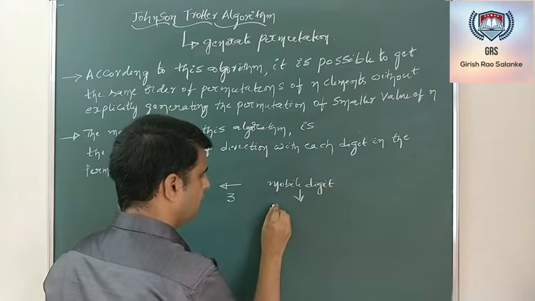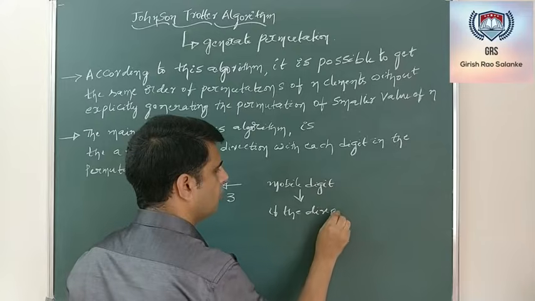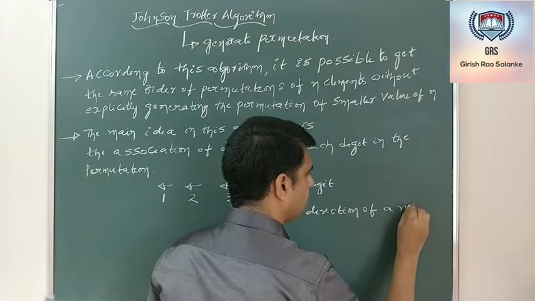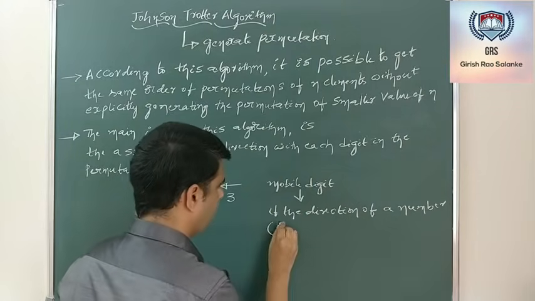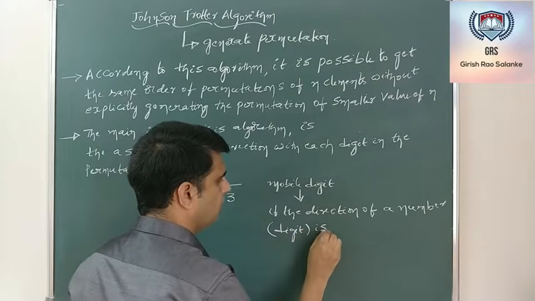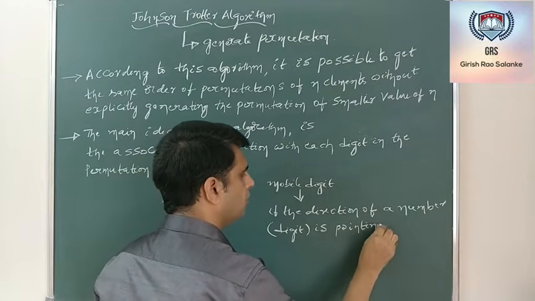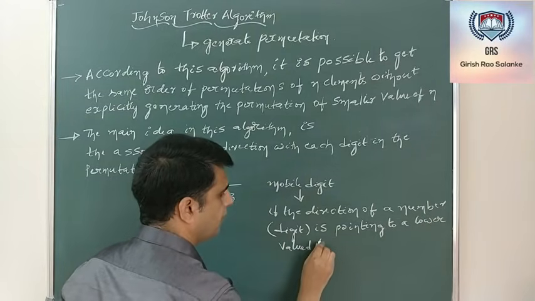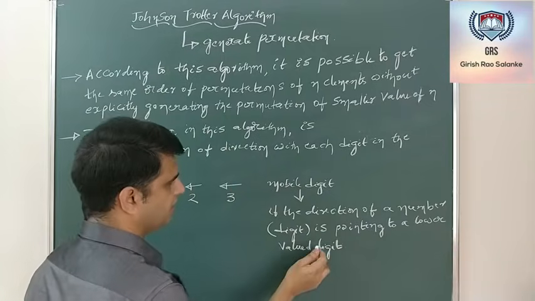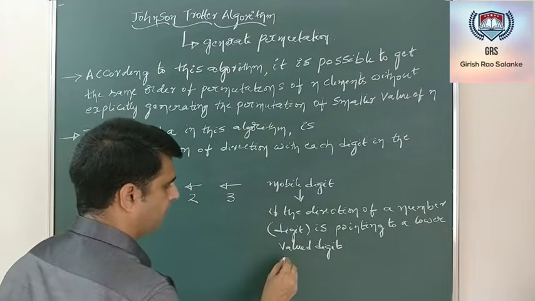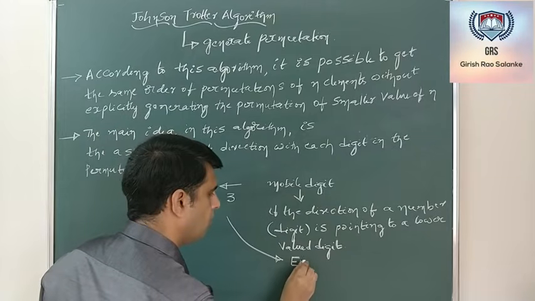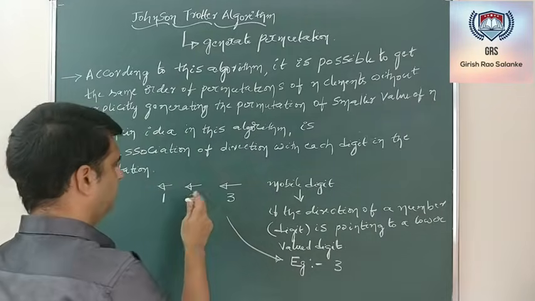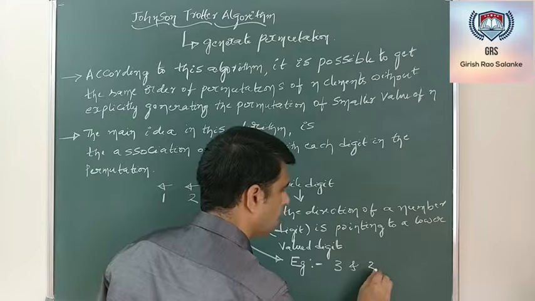A mobile digit is this: if the direction of a number or a digit is pointing to a lower valued digit, then we call such a digit a mobile digit. In this example, I can say the mobile digits are 3 and 2, because 3 is pointing to 2, and 2 is pointing to 1.